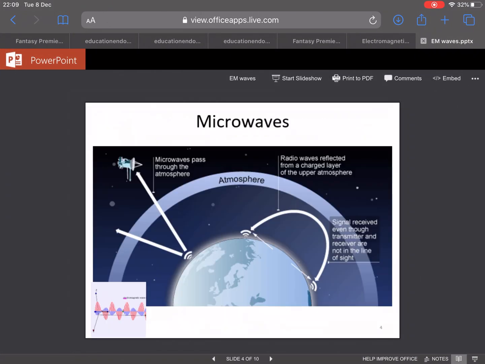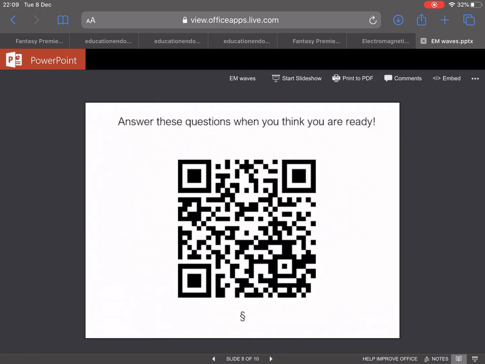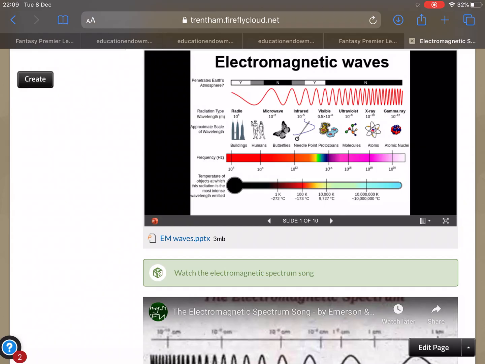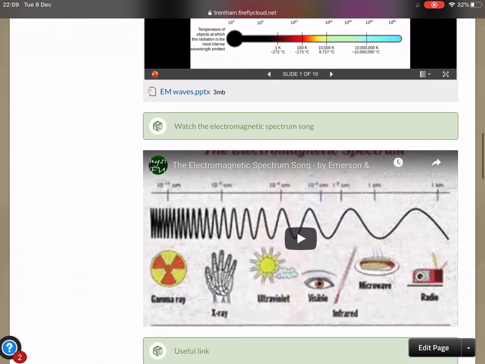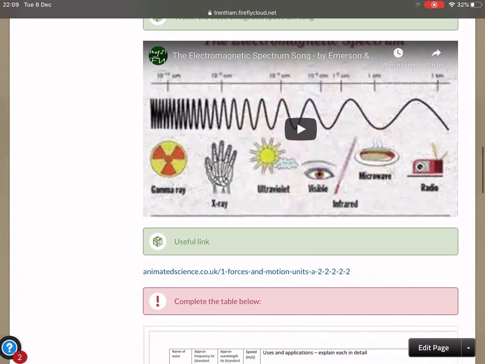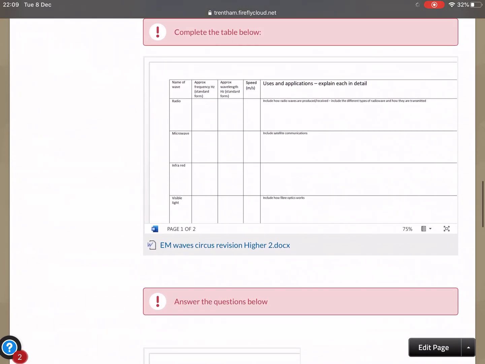Now, you can go through this presentation here and it'll go through a few visual hints. If I come back as well out of here, a really good thing to watch is this ridiculously bad electromagnetic spectrum song. It's terrible, but it'll stick in your brain and you'll be able to remember some of those electromagnetic spectrum bits. Great link there, but here is the table I need you to work on.